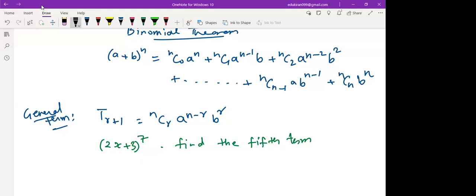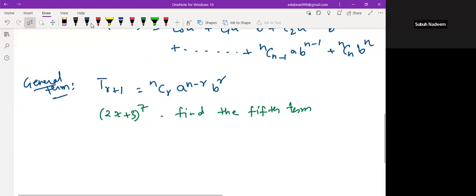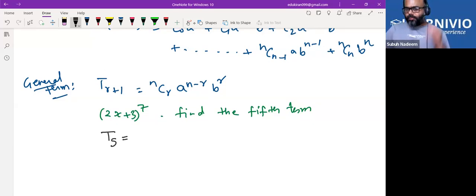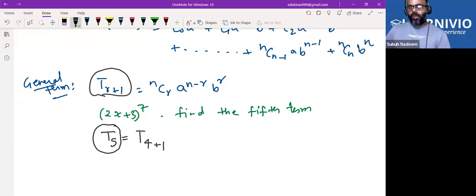So you just have to put the values of a and b in this. If it is asked for the fifth term, what is r here? Can you tell me what is r? No, r is 4. Because if you want to take the (r plus 1)th term, and you are saying that it is the fifth term, that means it is 4 plus 1. So r is taking the place of 4.